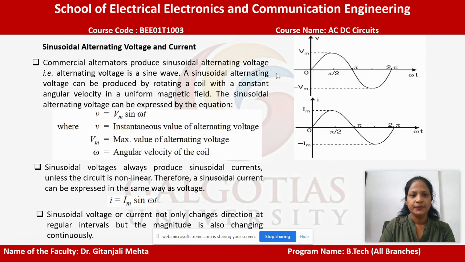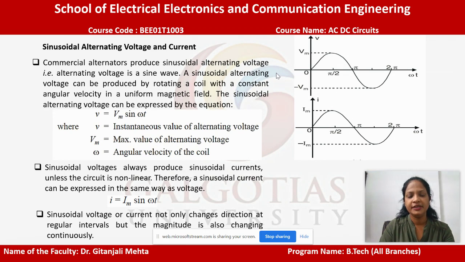So as we all know, the commercial alternators produce the sinusoidal alternating voltage. That is, alternating voltage is a sine wave. A sinusoidal alternating voltage can be produced by rotating a coil with a constant angular velocity in a uniform magnetic field. The sinusoidal alternating voltage can be expressed by the equation v = Vm sin ωt.